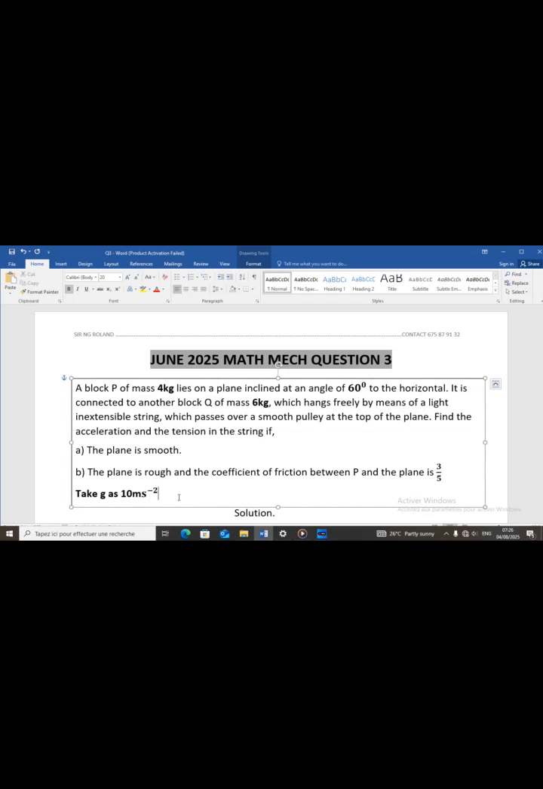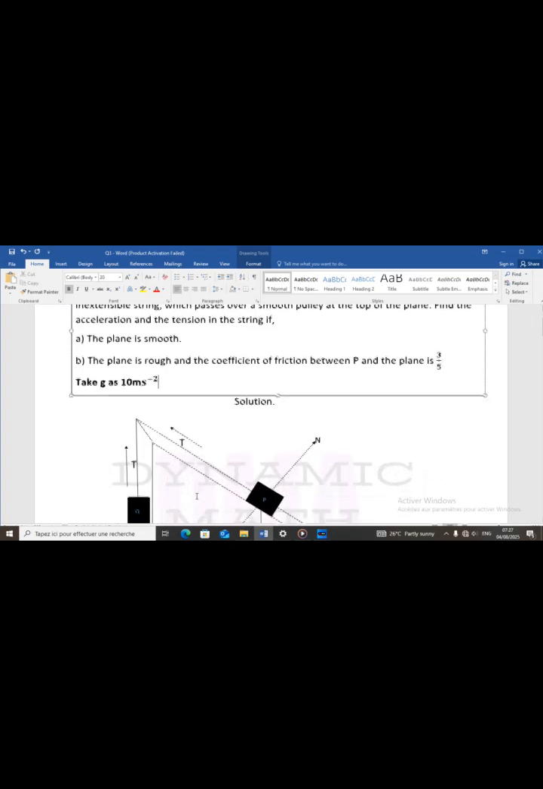So we are given two blocks. One hangs freely and the other one is on top of a plane inclined at 60 degrees, right? That means the angle of inclination is 60 degrees. So we have to conceive a diagram to represent this, because from our diagram we'll be able to analyze everything. So the first thing is to draw a diagram. This is the diagram with all the forces.